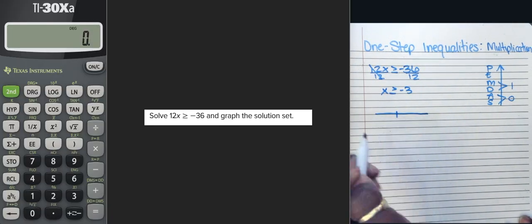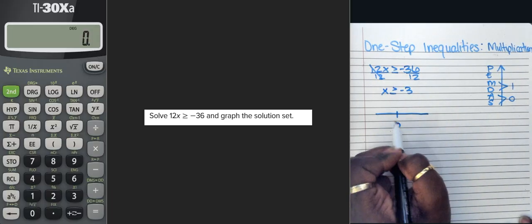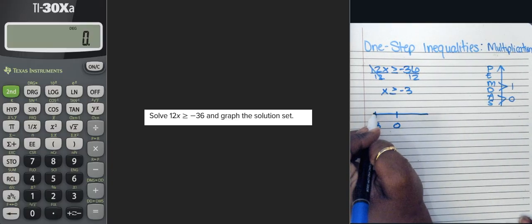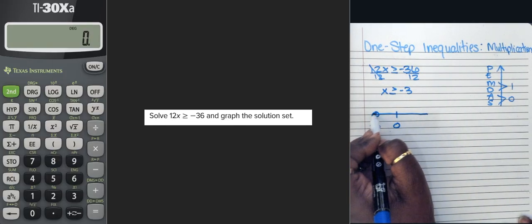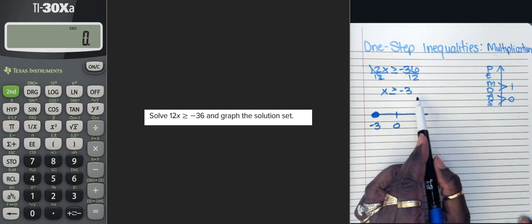I'm going to put a 0 in the middle, and then we are comparing it to negative 3. So negative is on the left of 0. I'm going to put negative 3 here, and I'm going to place my circle on here. And it's going to be shaded in because it can also include negative 3, right? And so we're looking for values where x is greater than or equal to negative 3.